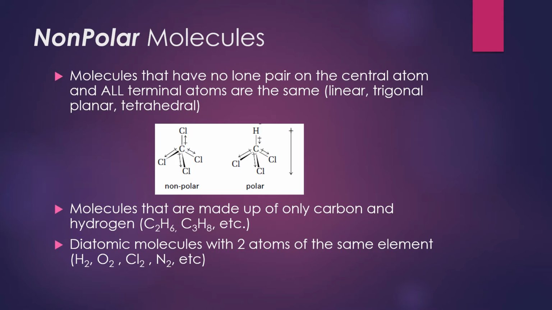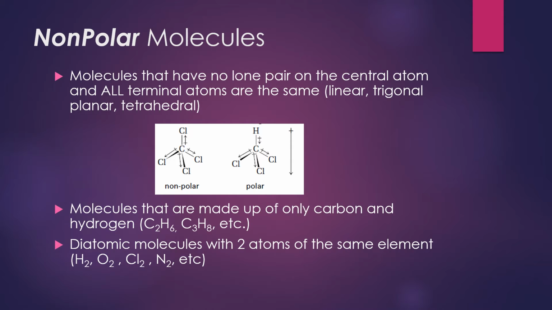There are 2 examples shown here. I have carbon tetrachloride, so carbon with 4 chlorines around it. It has no lone pairs on the central atom, no lone pairs on the carbon. And all the terminal atoms, all the atoms attached to it, are the same. They're all chlorines. So that means this is nonpolar. I don't even have to draw my vectors. Just with those rules, I can tell you it's nonpolar.